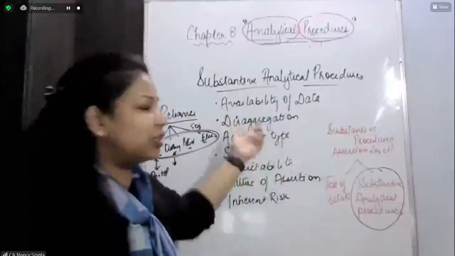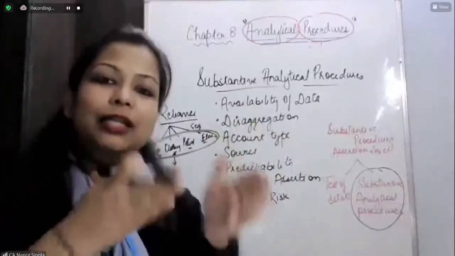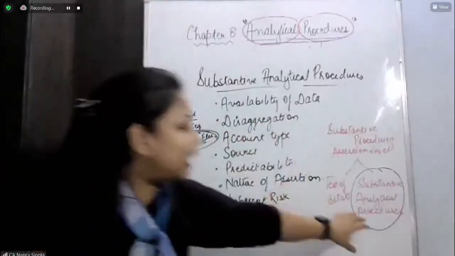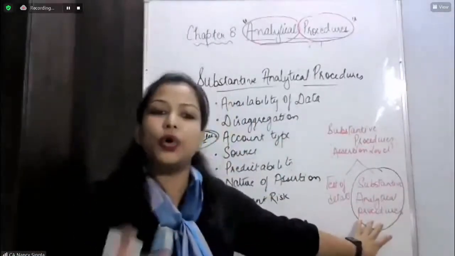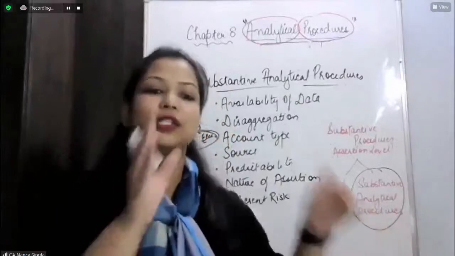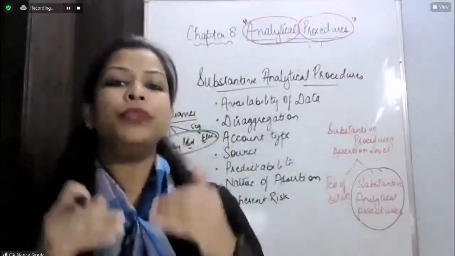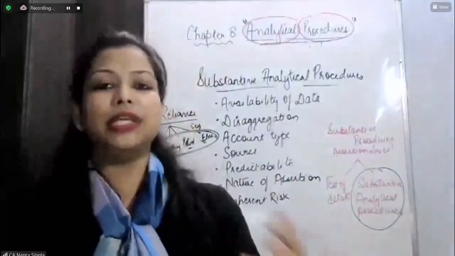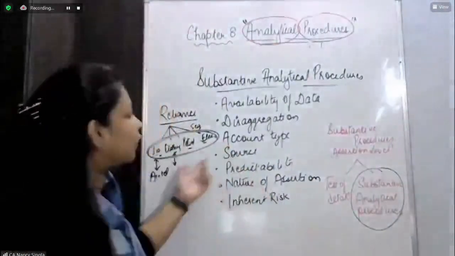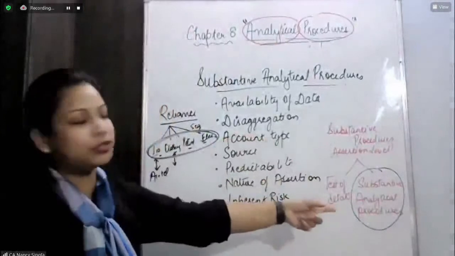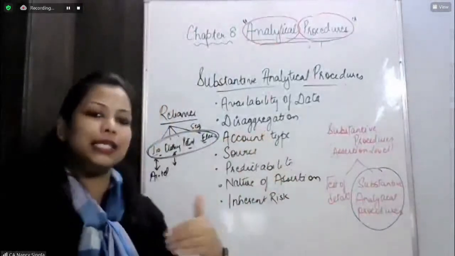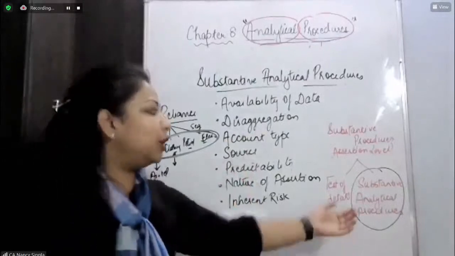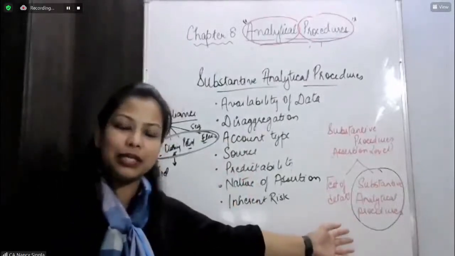What is disaggregation? Segregation, that is, segment-wise data. If that is not available, and as an analytical audit procedure the auditor wants to compare the sales of each and every segment with respect to the companies in a similar business, how will you apply that analytical procedure? So the second point is disaggregation, that is segregation of data. If that is available, the auditor may apply substantive analytical procedures.